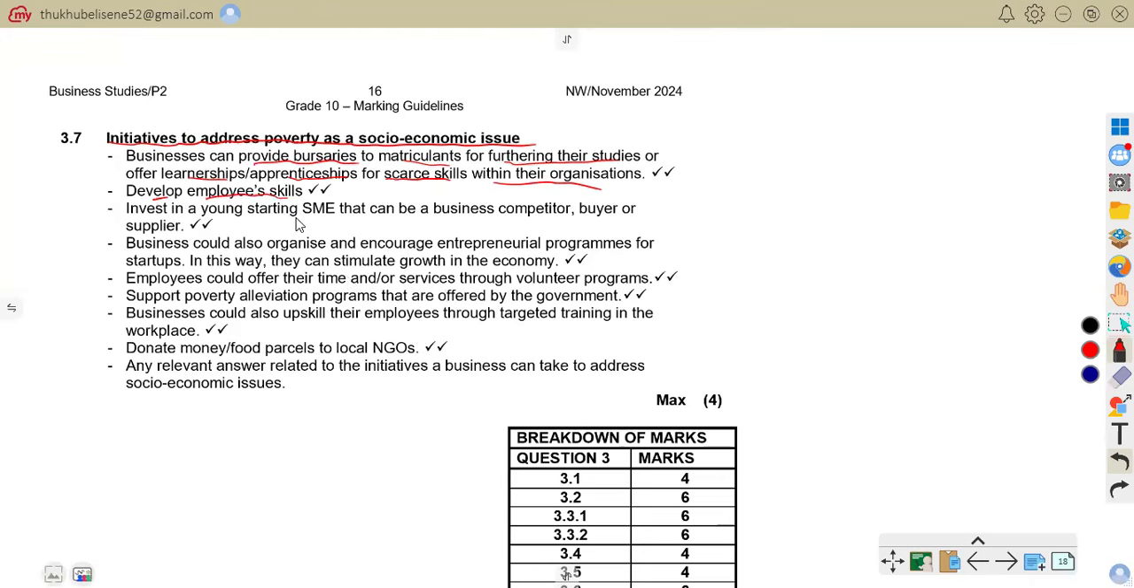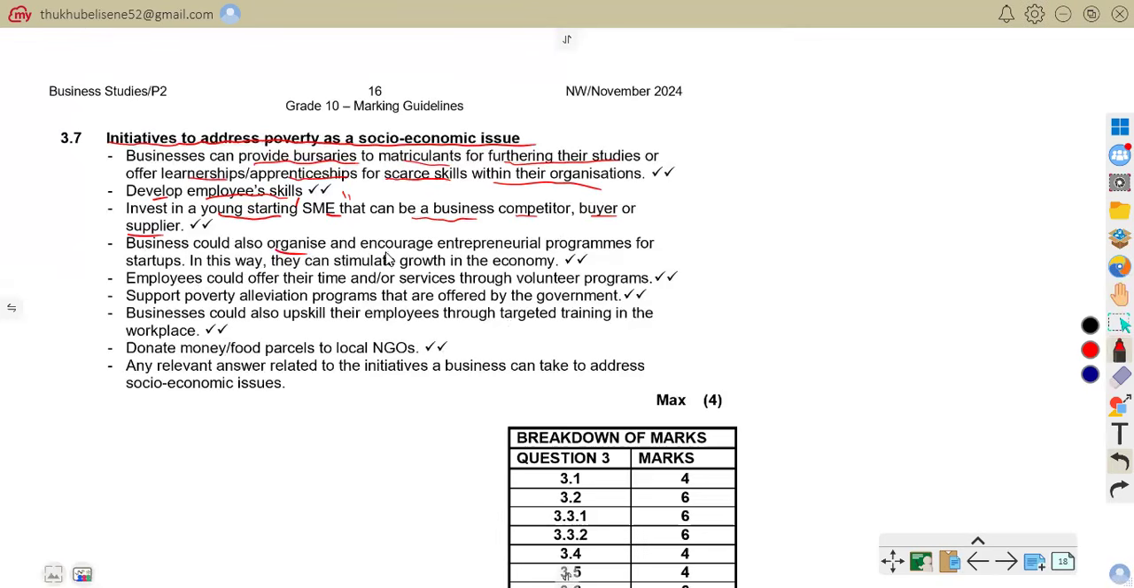Develop employee skills. That is where you enable people in the community to be equipped with knowledge and skills so that they can be competent and be able to deliver. Invest in the young starting a small medium enterprise that can be a business competitor, buyer or supplier. As a large organization, make sure that you invest in a small, medium enterprise, SME, which we know very well is going to be your competitor as well, but don't hesitate to invest in those small, medium enterprises.